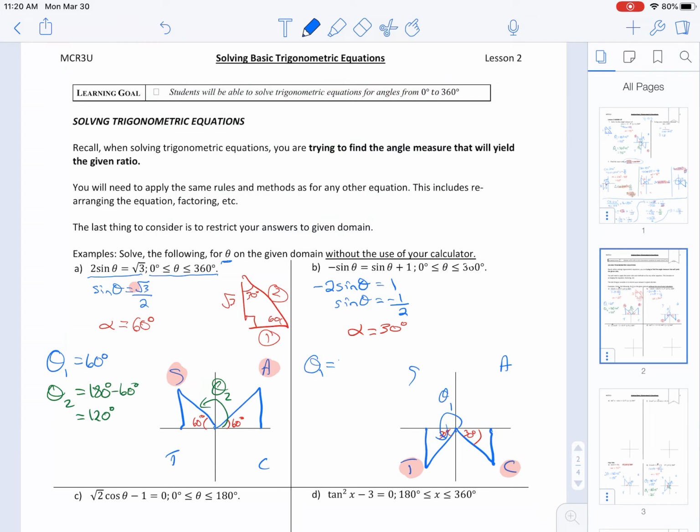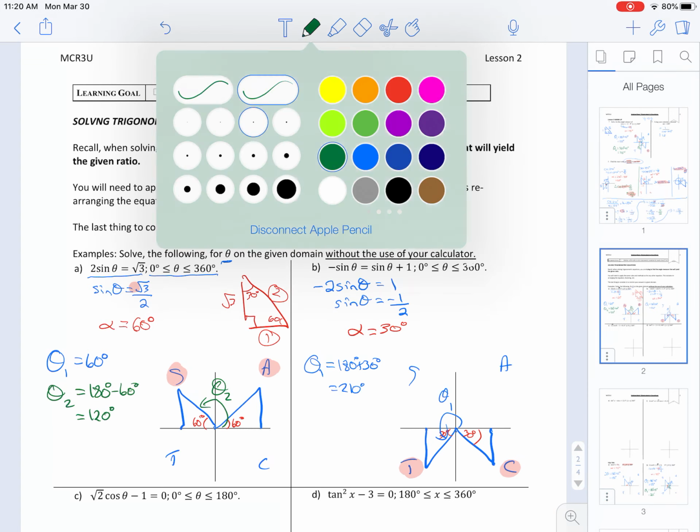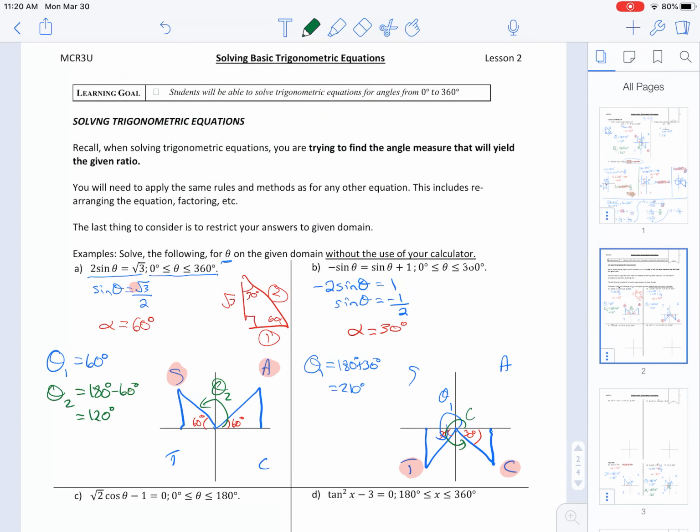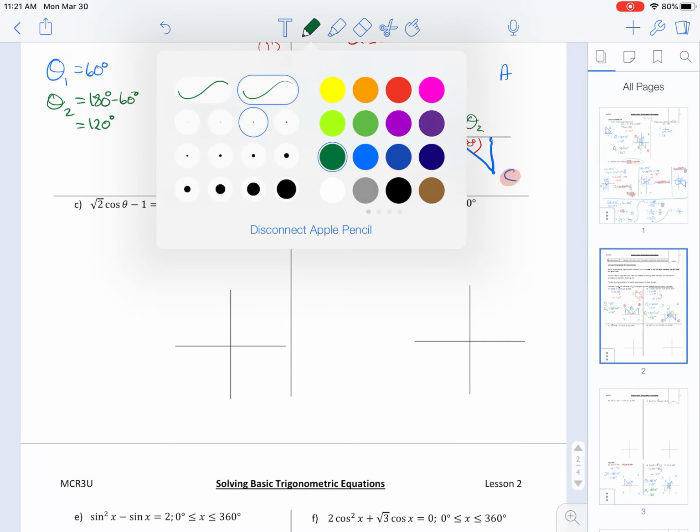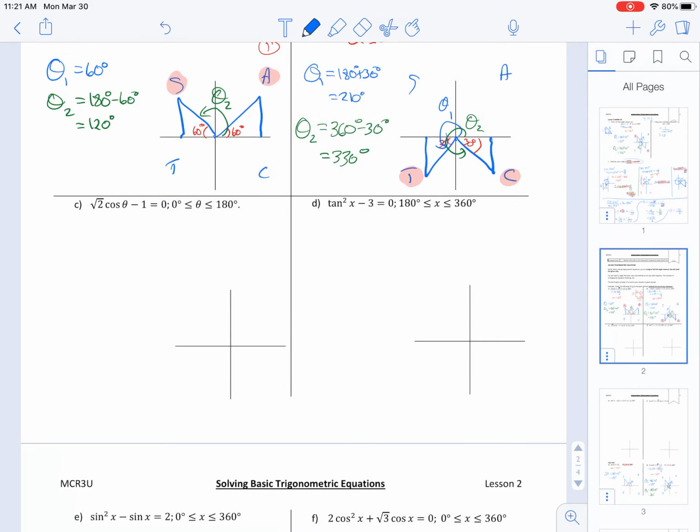So theta 1 is 180 plus 30. And then theta 2 is my 360 minus 30, or 330. Great. So again, nothing too crazy. Let's try the next couple. And again, you could try these on your own if you wanted. This one's not too bad either.